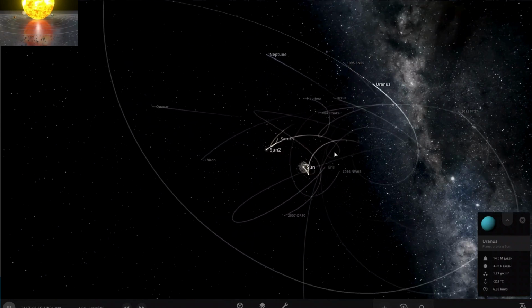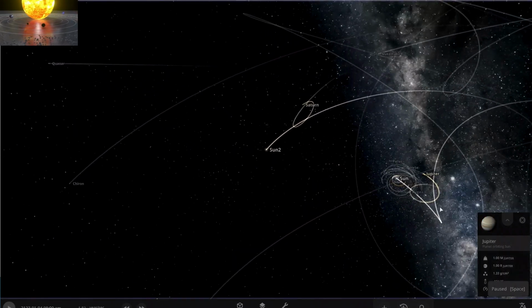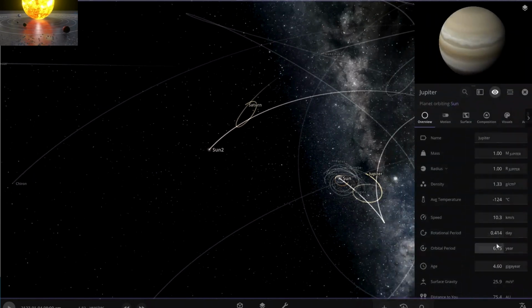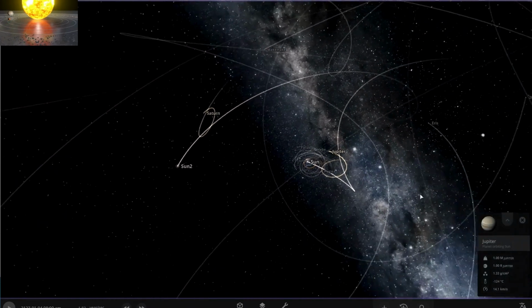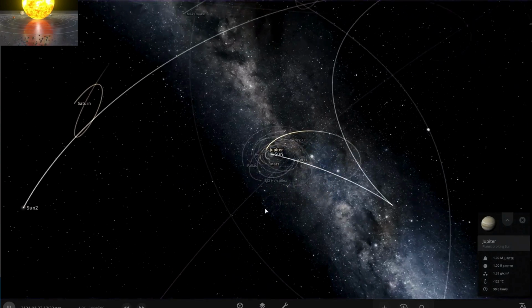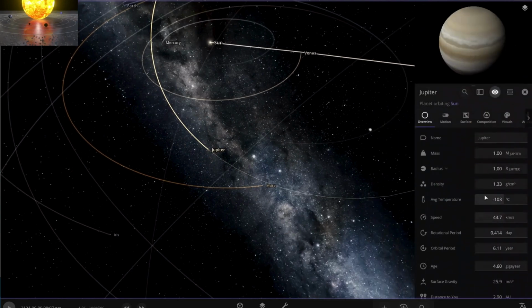Can anyone see Jupiter? Oh, we have Jupiter here. Jupiter has got close to the sun, I think. Not too close, but it's still getting around the first sun, the original sun. And yeah, it's getting closer and closer.